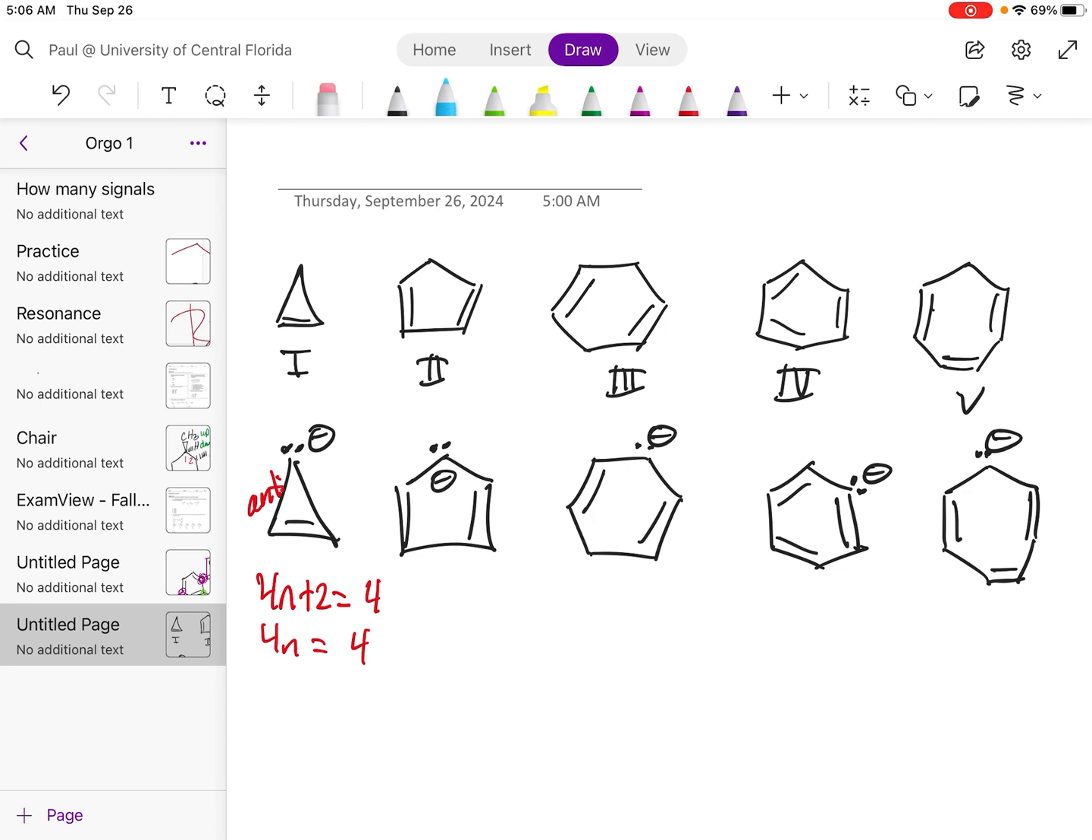If we take a look at the 5-membered ring, 4n plus 2 equals what? There's 2, 4, 5, 6. And we can make that statement true. So this one's aromatic. This guy right here, number 3, that is non-aromatic because that carbon right there is sp3 hybridized. So that is non-aromatic.